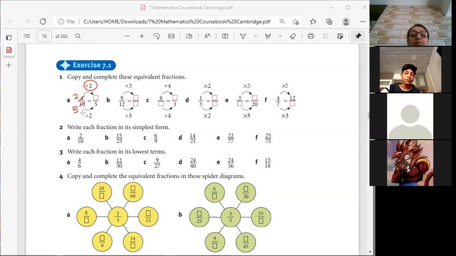4 divided by 2. 10 divided by 2. 10 divided by 2 is 5. 4 divided by 2, what am I going to get? 2. Yes, ma'am. So I write a 2 here. Do you get it?